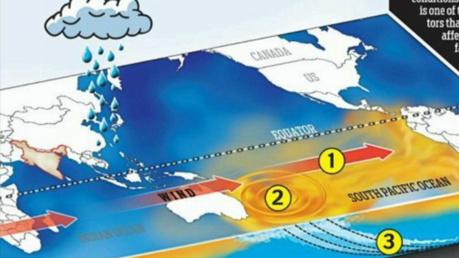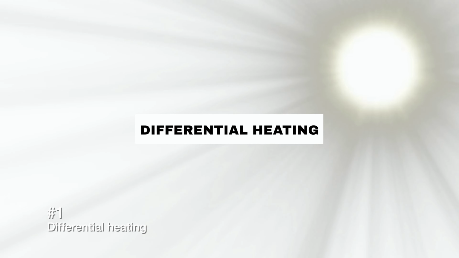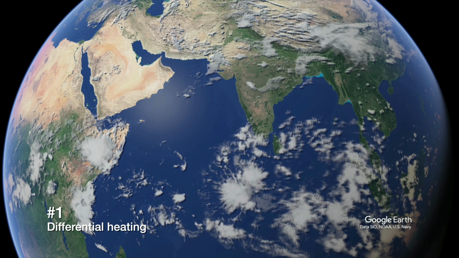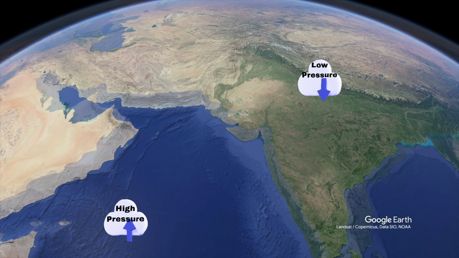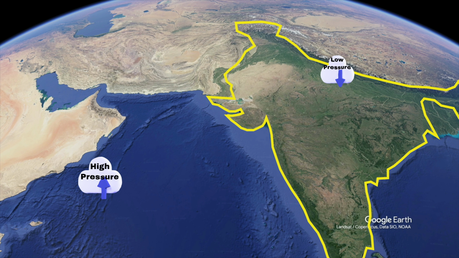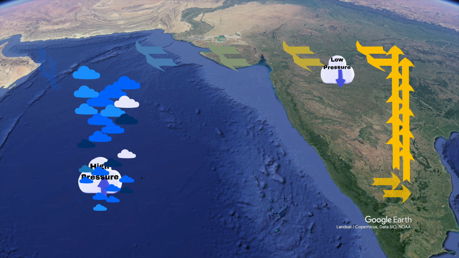Now let us talk about how El Nino affects the Indian monsoon. The normal monsoon in India occurs due to a combination of factors. First is differential heating. During summer, the landmass of India heats up more rapidly than the surrounding seas, creating a temperature gradient between the land and the ocean. This causes low pressure to form over the Indian subcontinent, particularly over the northern plains, while high pressure prevails over the Indian Ocean. This temperature difference sets up the monsoonal circulation.